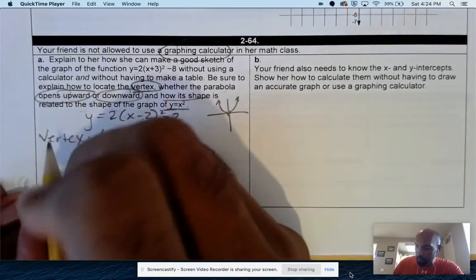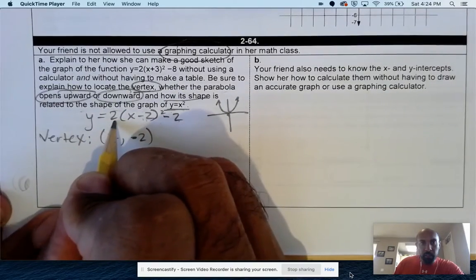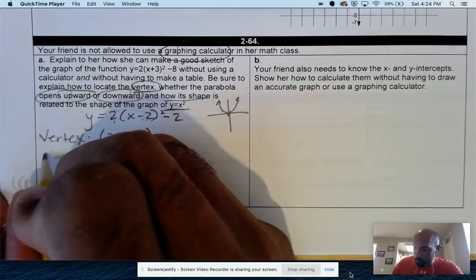Okay, then does it open up or down? Well, we know that the a value tells us that, and if it's positive, it opens up. So we know that this opens up.